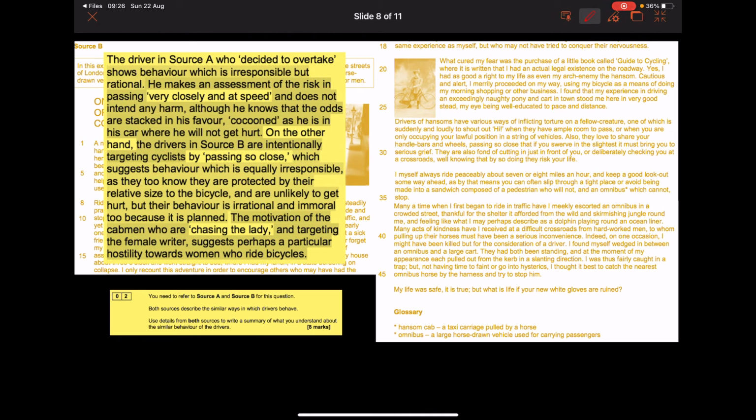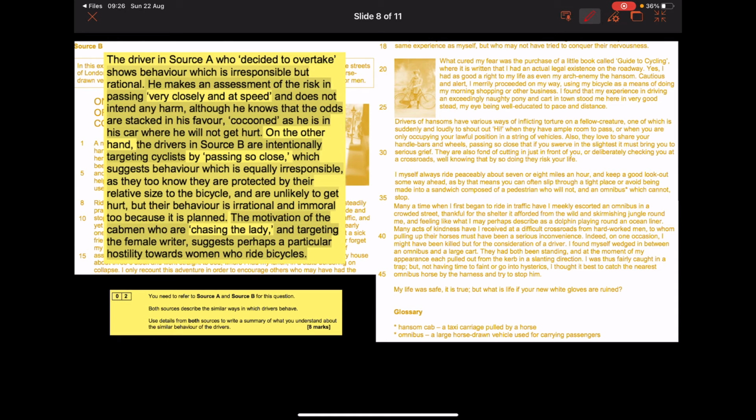So don't forget, in this one, it says to use details from both sources to write a summary of what you understand about the similar behaviour of the drivers. Similar behaviour. The driver in source A, who decided to overtake, shows behaviour which is irresponsible but rational. He makes an assessment of the risk in passing very closely and at speed, and does not intend any harm, although he knows that the odds are stacked in his favour. Cocooned as he is in his car, where he will not get hurt.